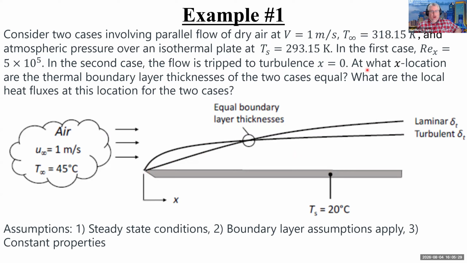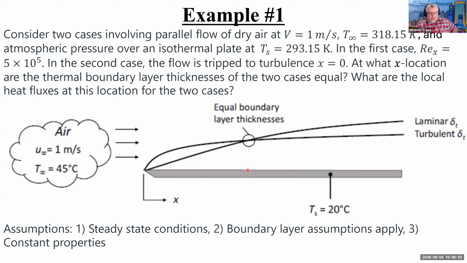And the question is, at what x location are the thermal boundary layer thicknesses of the two cases equal, right? So we have a thermal boundary layer growing naturally with no trip to turbulence, and then we have a thermal boundary layer that's growing as a result of an artificial trip to turbulence. And the question is, at what x coordinate down the plate do those two boundary layers match each other in height? And then once we have that location, what are the local heat fluxes at that location, right? So what's the Nusselt number at that spot, and then the corresponding q value for that spot.